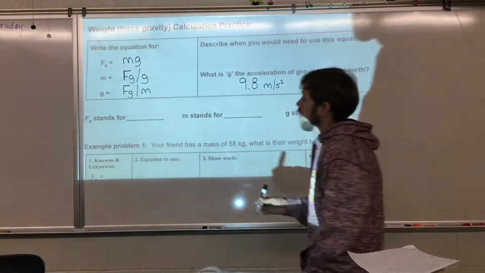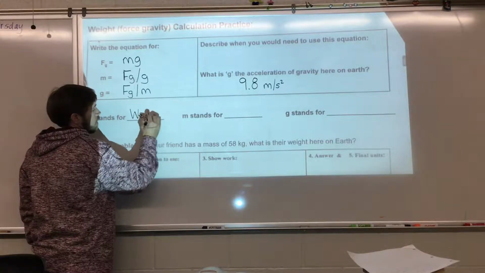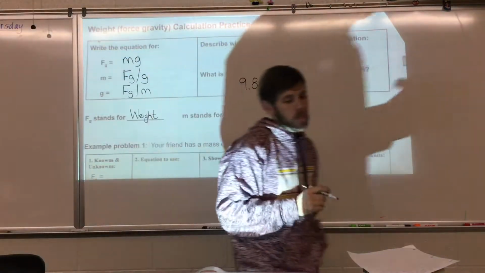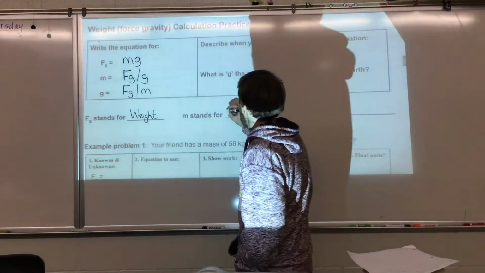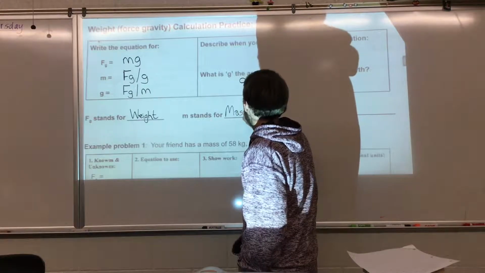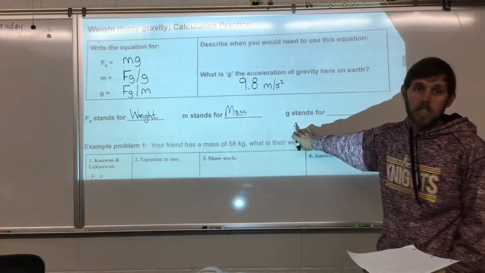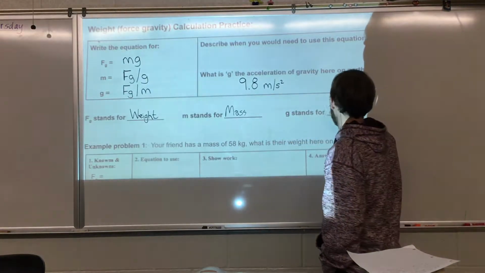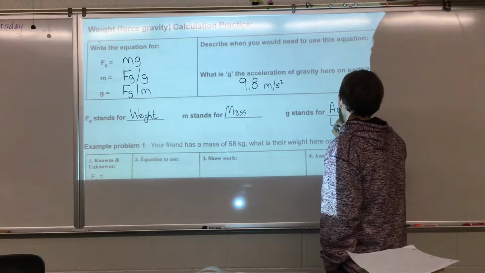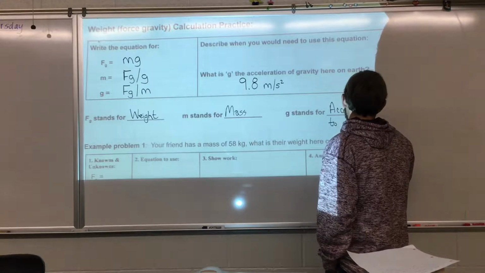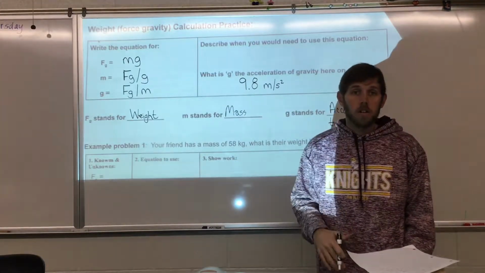All right, what does F of G mean? F of G is simply something's weight. M stands for mass. And finally, the G is acceleration due to gravity. And then we will look back at the problems down here in a second.